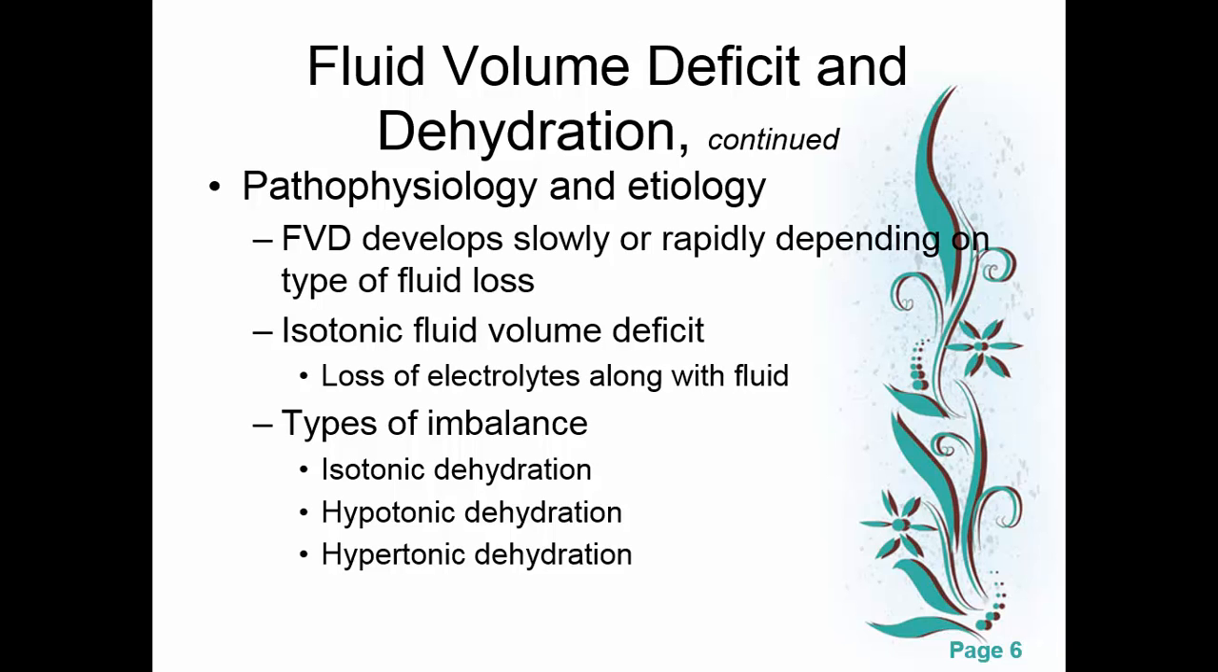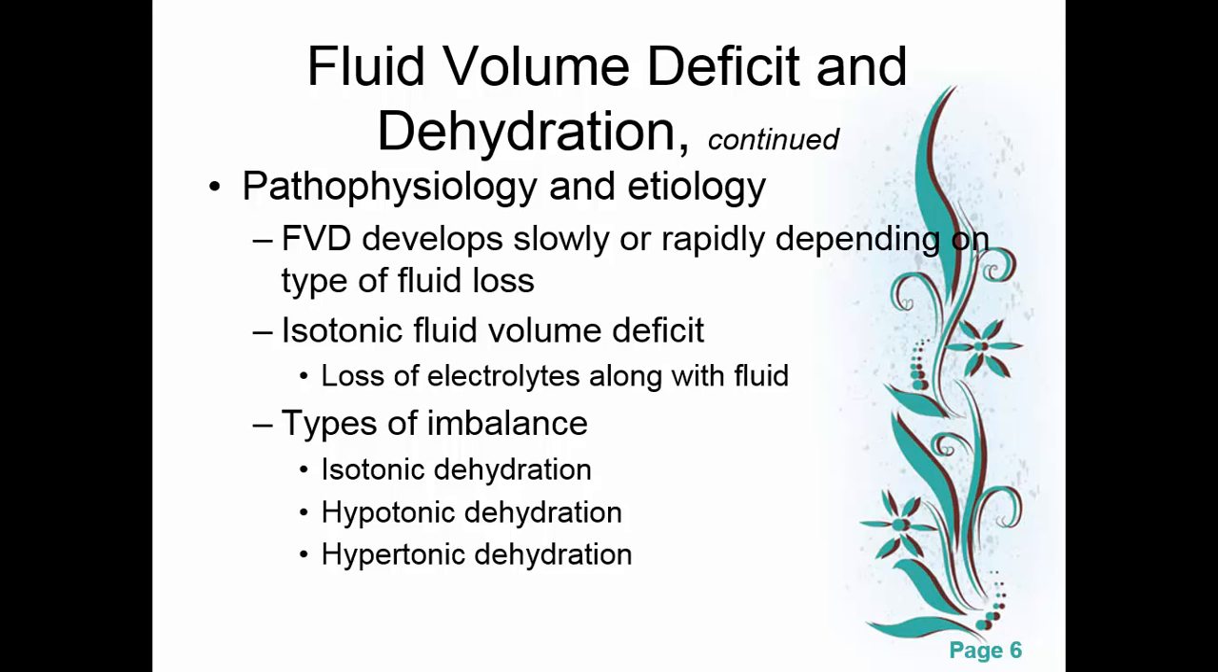Looking at the pathophysiology and etiology, fluid volume deficit develops slowly or rapidly depending on the type of fluid loss. Isotonic fluid volume deficit refers to loss of electrolytes along with fluid. There are different types of imbalances, and isotonic dehydration is also called isonatremic dehydration. This is when fluid loss is not balanced by intake and losses of water and sodium are in proportion. This is common in vomiting and diarrhea.